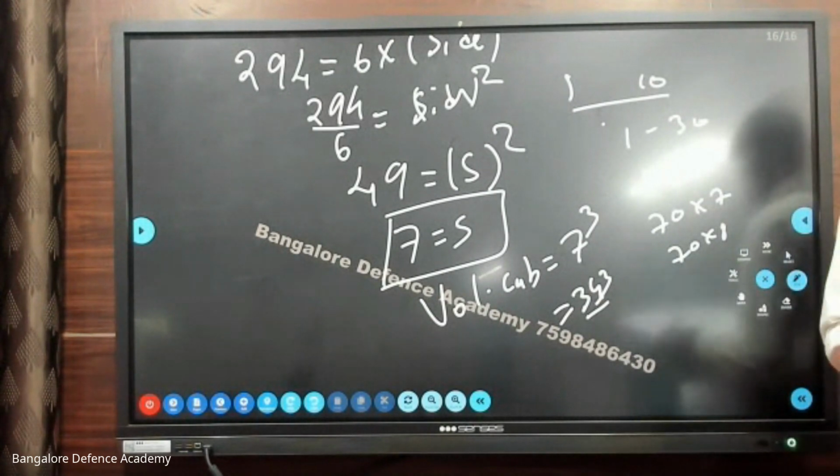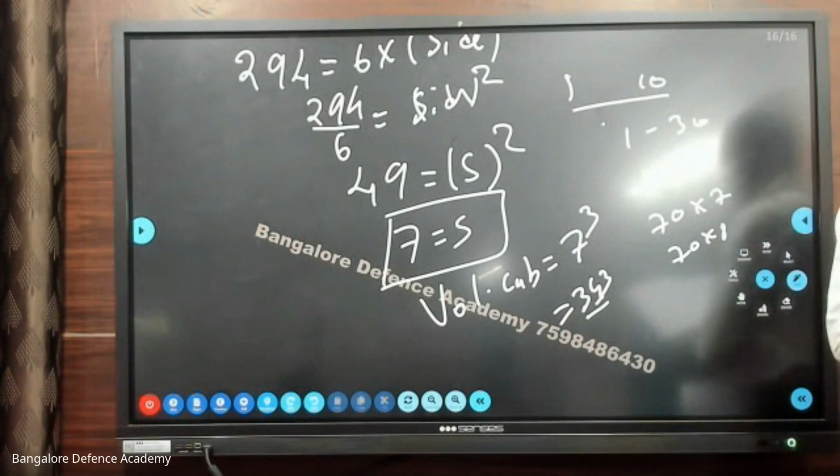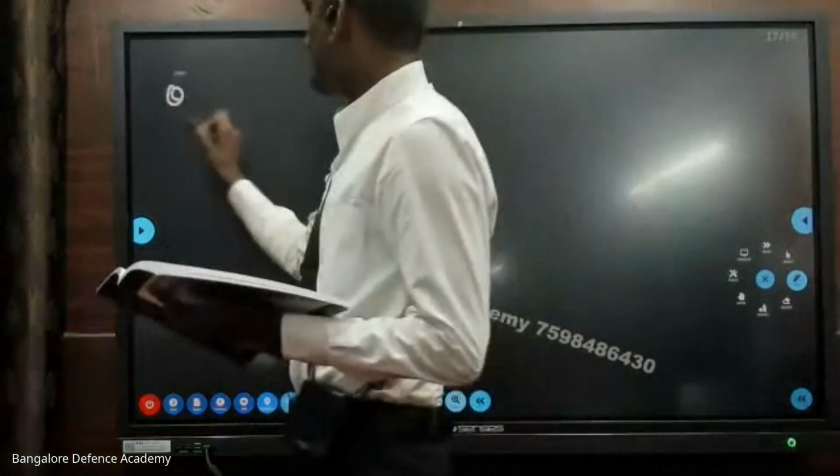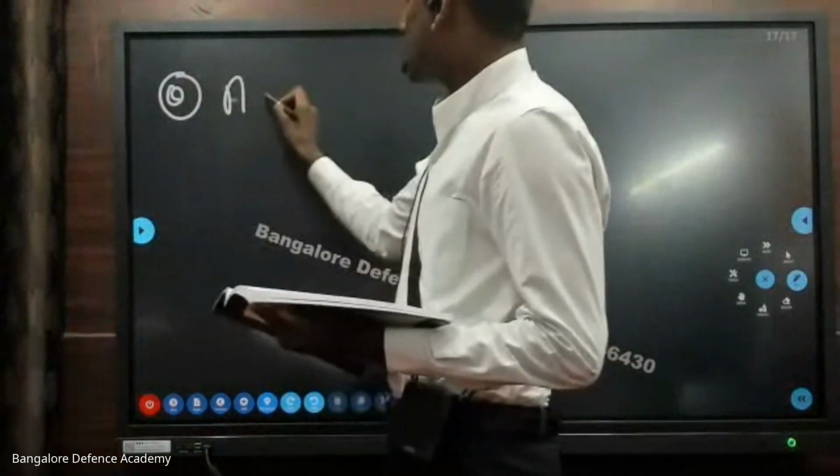चलो, second question done. Third question, take it down. Put a star mark. Important. A rectangular solid.